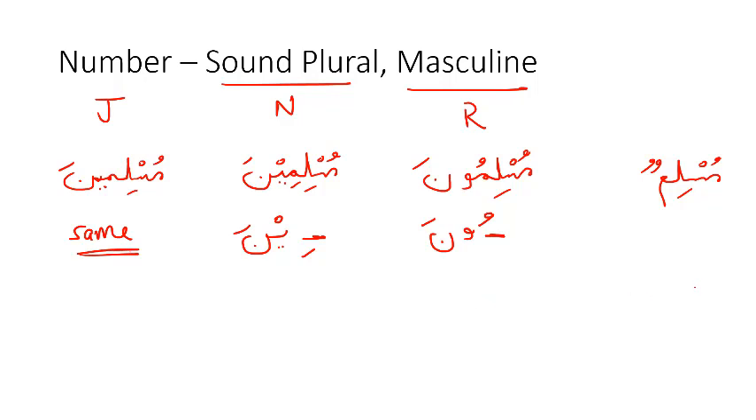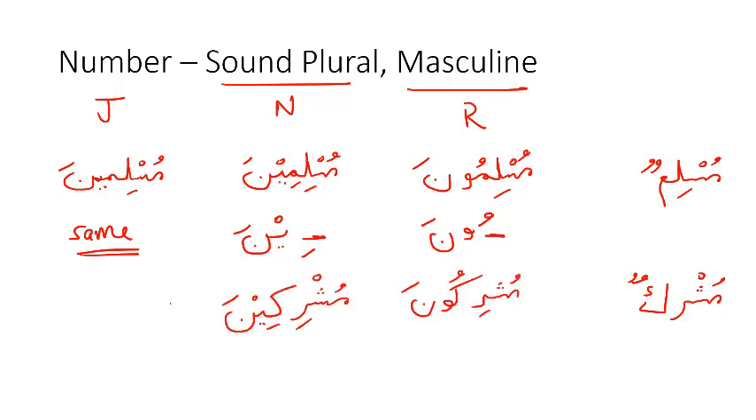Now I want you to write the sound plural masculine for Mushrikun. So hopefully here is what you got. The plural of Mushrikun in Rafa form is Mushrikuna. In Nasab we have Mushrikina, and in Jar we also have Mushrikina.